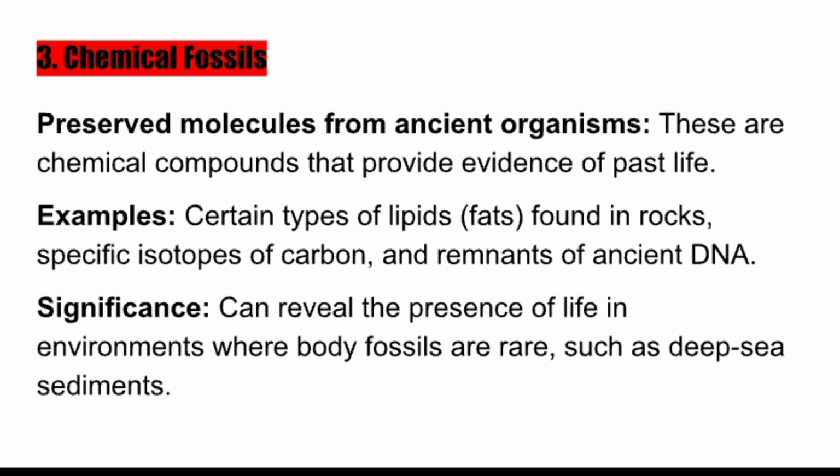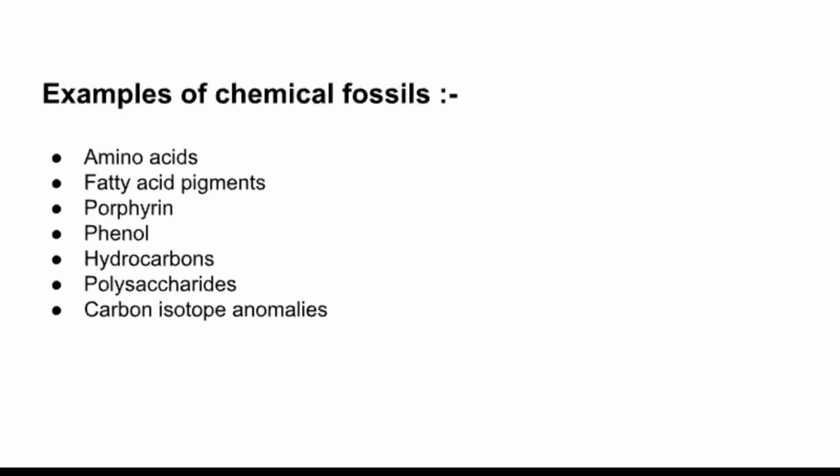So chemical fossils are very important fossils. Firstly, they reveal the presence of life in an environment where body fossils are rare. Body fossils are found rarely, but chemical fossils are found anywhere, or found easily. So there are some examples of chemical fossils. These chemical fossils are amino acids, fatty acids, pigments, porphyrin, phenol, hydrocarbons, polysaccharides, and carbon isotope anomalies.